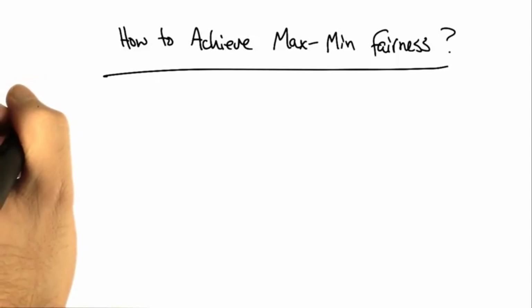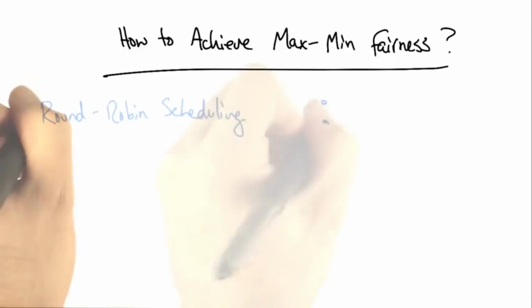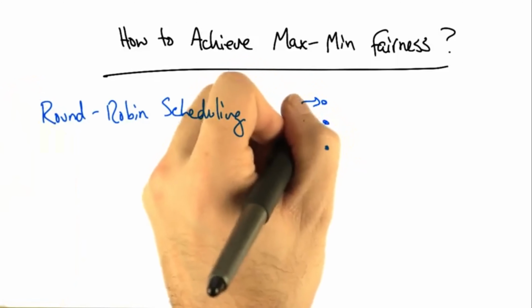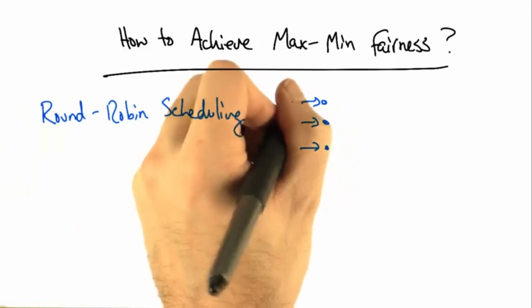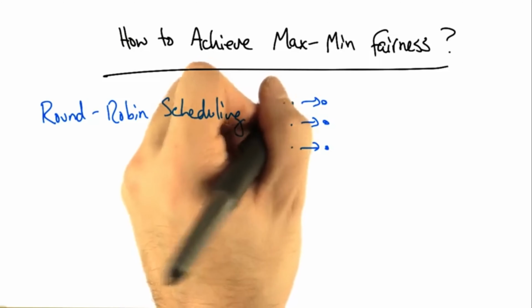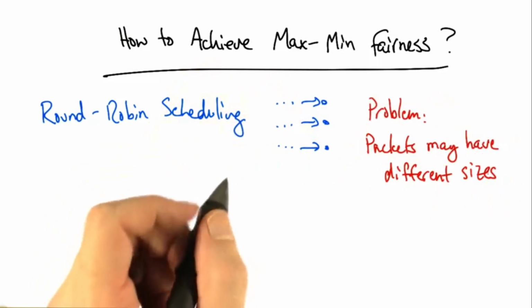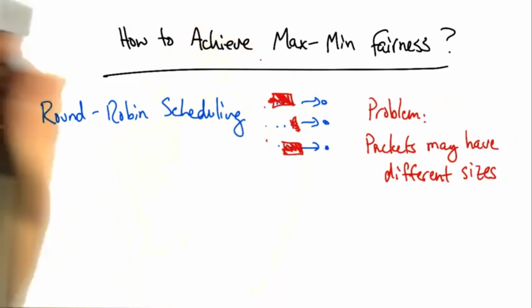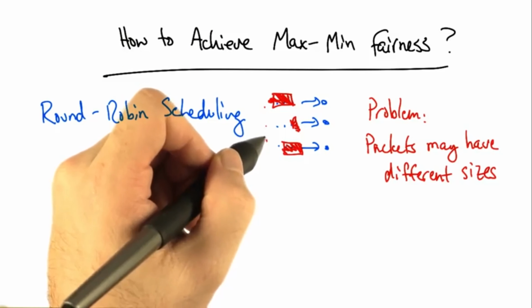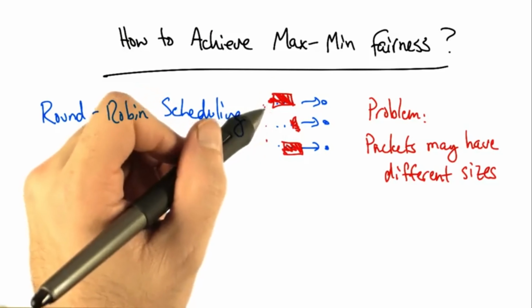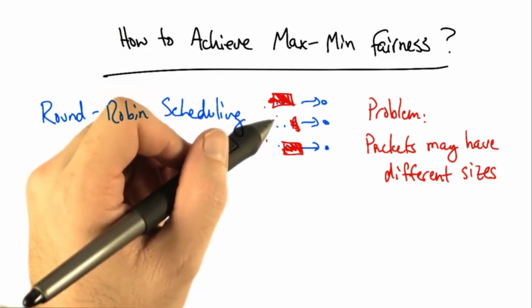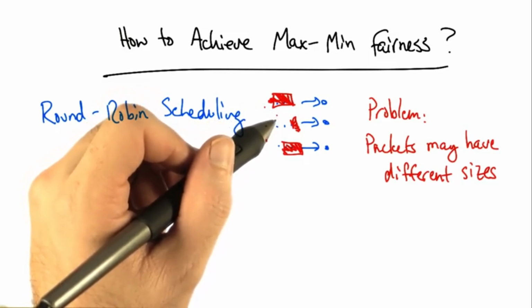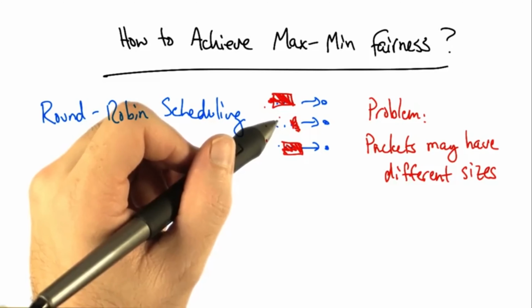Now how do we achieve max-min fairness? One approach is via round-robin scheduling, where, given a set of queues, the router simply services them in order. The problem here is that packets may have different sizes. So if the first queue had a huge packet, and the second queue had a little packet, and the third queue had a medium-sized packet, then servicing these queues in order obviously isn't fair, because the first queue would effectively get more of its fair share because its packet just happened to be bigger.